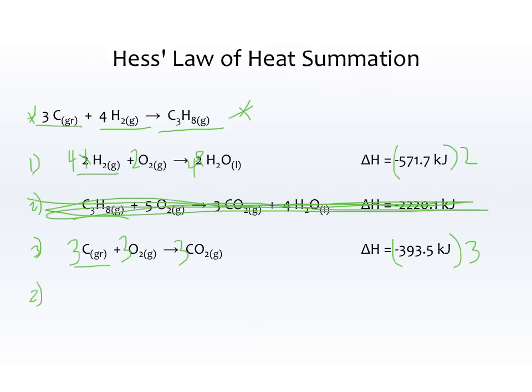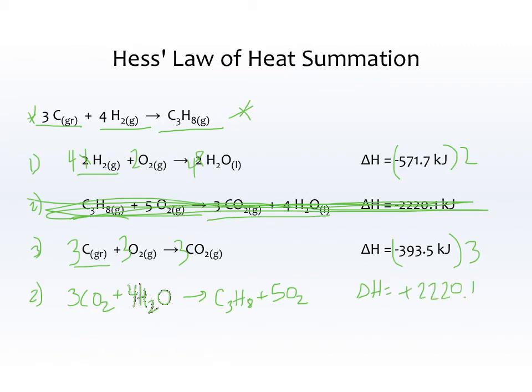So this reaction is going to have to be rewritten completely backwards. So rewrite reaction 2: 3 CO2 and 4 H2O. Let's make that a prettier H2O. Those are my reactants that used to be products. And then C3H8 and 5 O2, those are my products that used to be reactants. Then my delta H is going to change the same way, positive 2220.1 instead of negative. Now we're going to add up the reactions and see what happens.